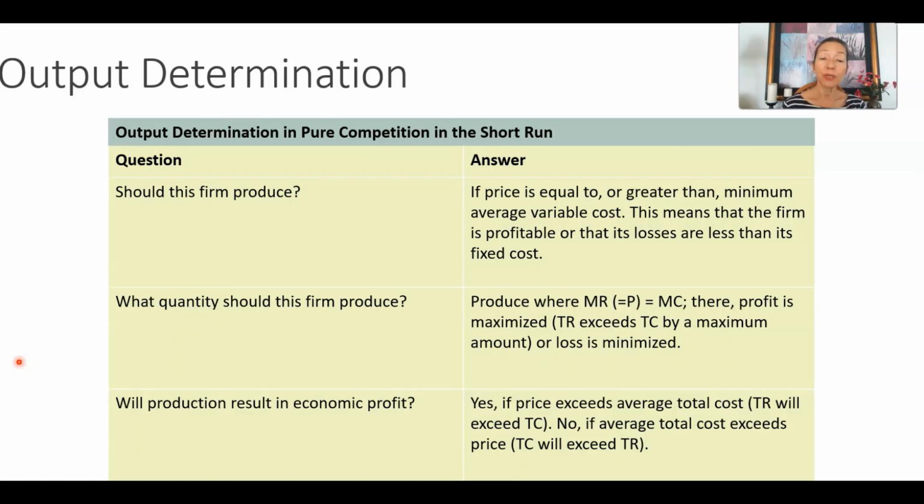Finally, will production result in economic profit? As long as price exceeds average total cost, as was the case when our product was $7.50, we will be having what is called an economic profit.